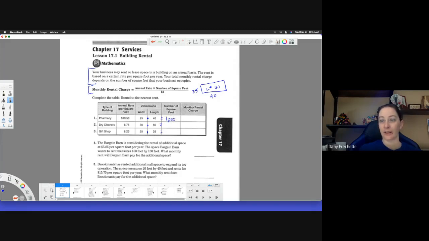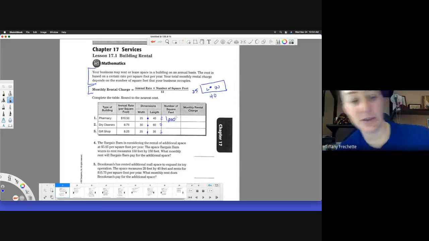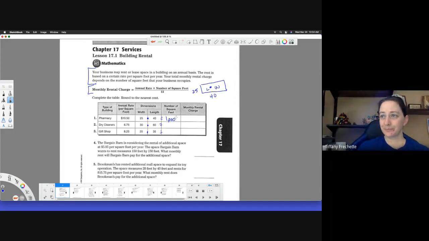No, I didn't take my calculator out. I had already done the calculation and I had it written down on my notes here, but you're definitely welcome to use calculators on this one. So I have 1,000 square feet for this pharmacy, and each one of these square feet cost $10.50. And that's per year, not per month, per year. Remember, we're going to divide by 12. So to get the monthly rental charge, we're going to take the $10.50, the annual rate, we're going to multiply by the square footage we just found, and then we're going to divide by 12.